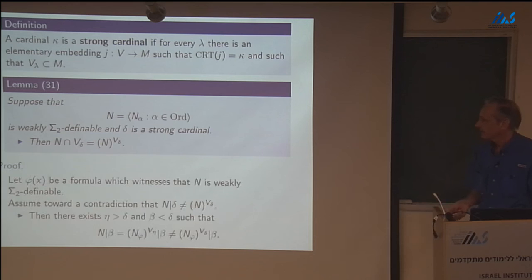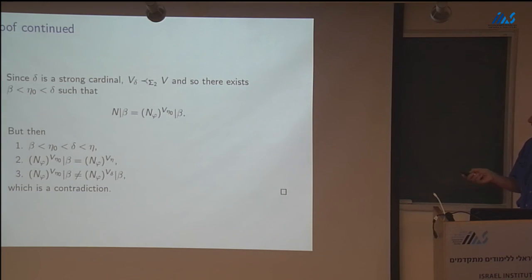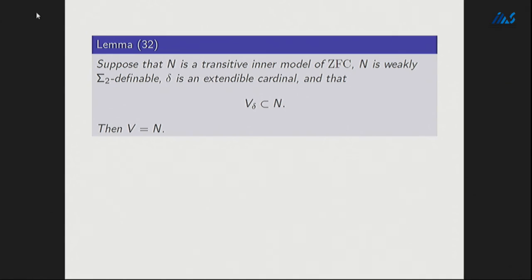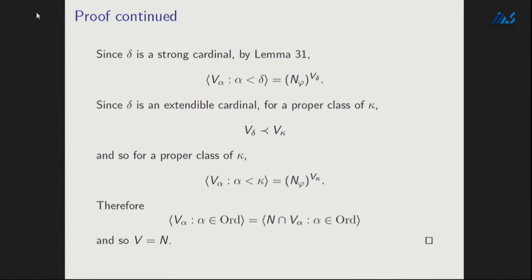Okay? And there's a proof, which since I'm running out of time, I'll let you just quickly look at it. It's in the notes. It's easy. If you have a transitive class which is weakly Sigma_2 definable and delta is an extendable cardinal, and this is a typo, it should have been a strong cardinal, and V_delta is included in M, then V is equal to N. And that's another easy proof. Second misprint.